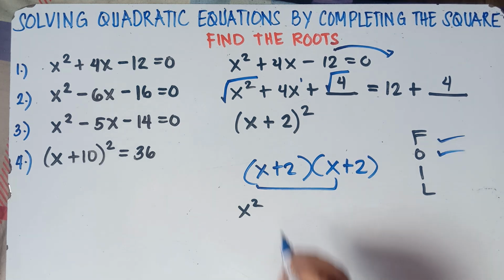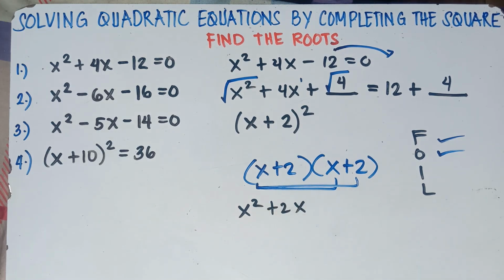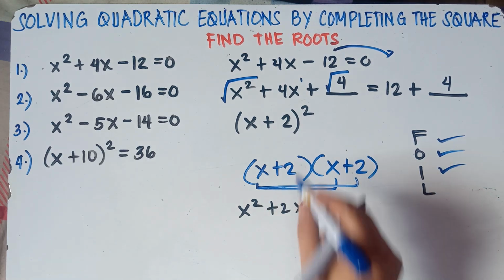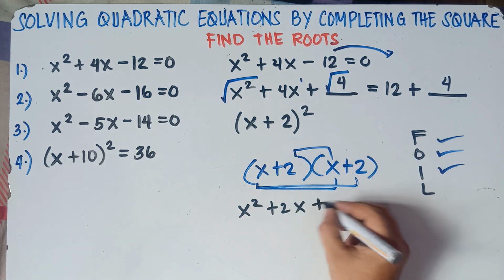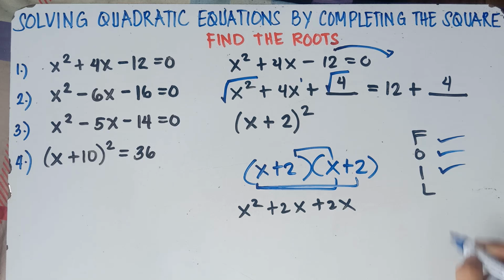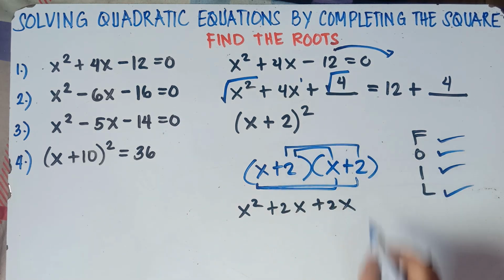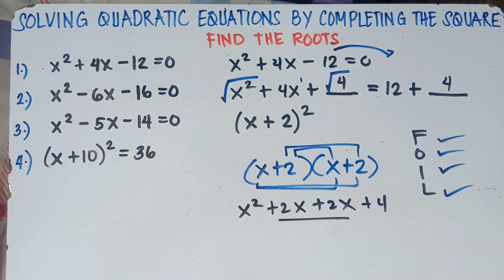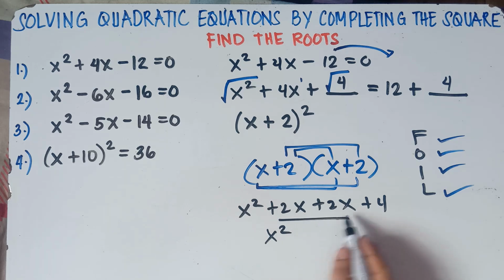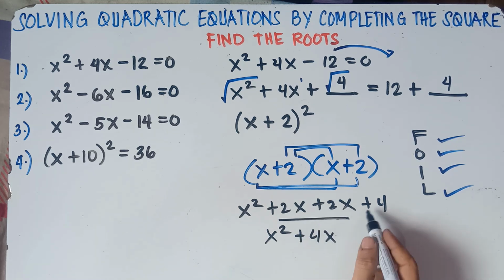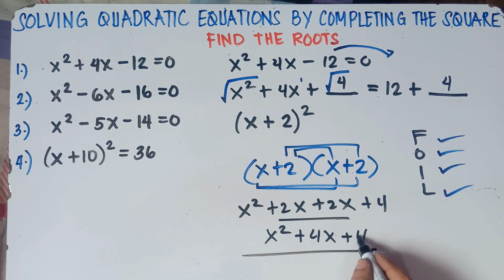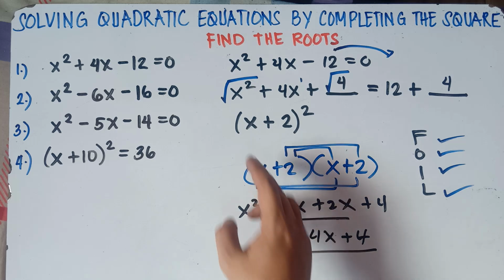Outer, x times positive 2, that's positive 2x. Inner, 2 times x, that's positive 2x. Then last, 2 times positive 2, that's positive 4. And then you combine like terms, so copy x squared, 2x plus 2x, that's 4x, then plus 4. Same answer, class.